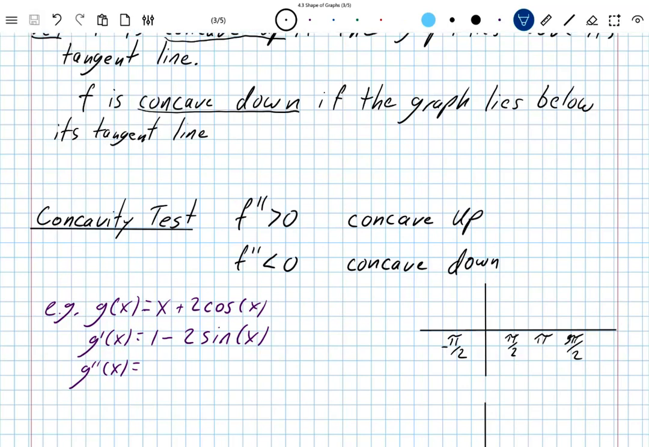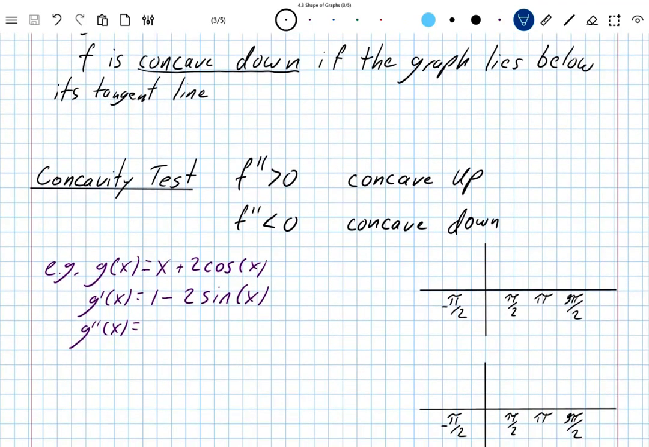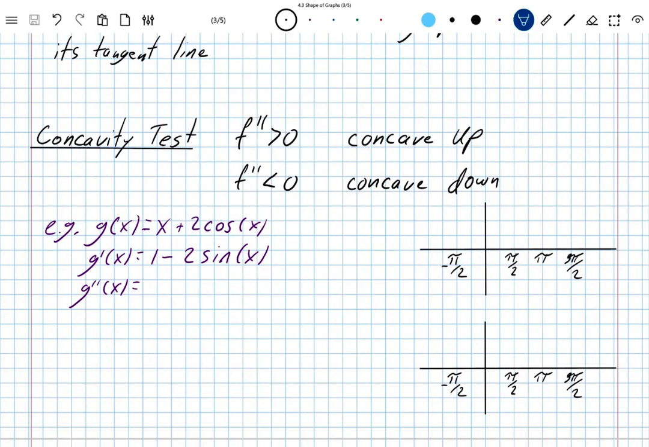So let's go ahead and use our example from before. We had a first derivative of 1 minus 2 sine x, and a second derivative of, oh, I guess we haven't done that yet. Let's do it. The derivative of 1 is a 0. So we get a negative 2 times the derivative of sine, which, whether you know it or not, is just cosine. That's nice.